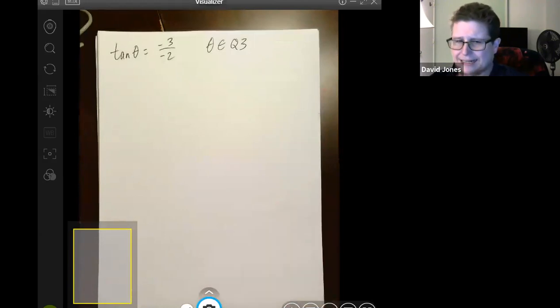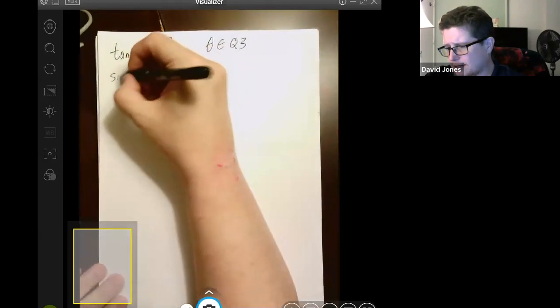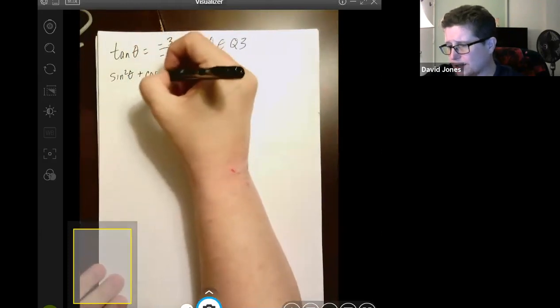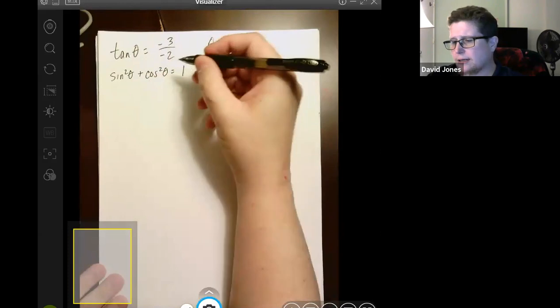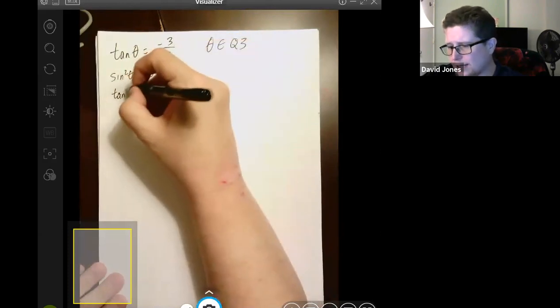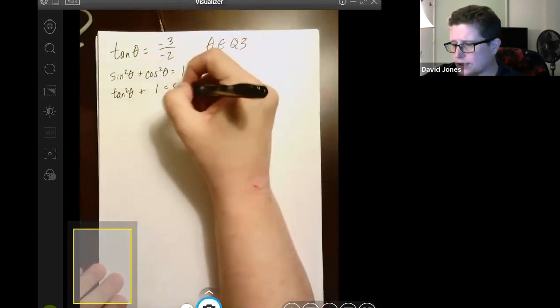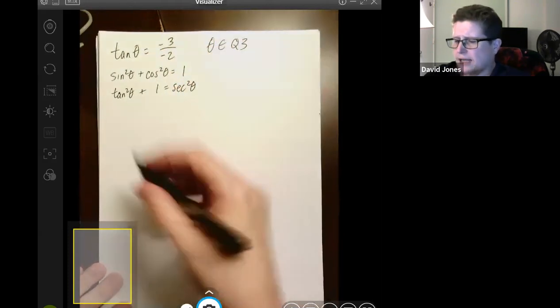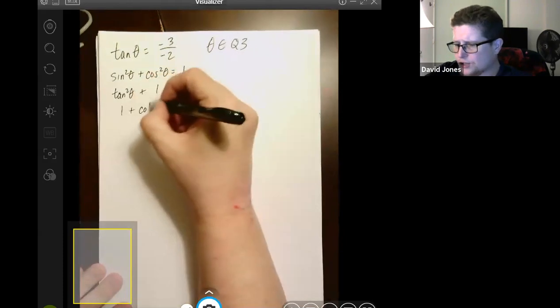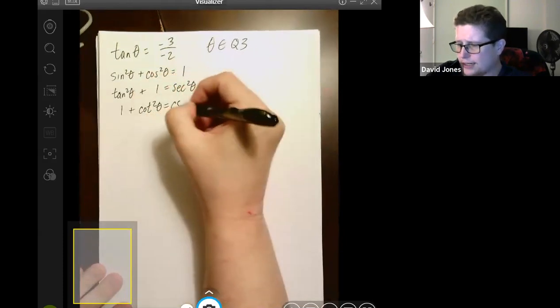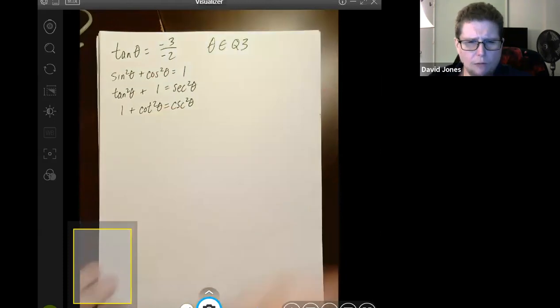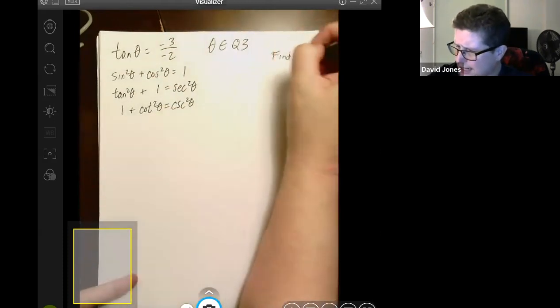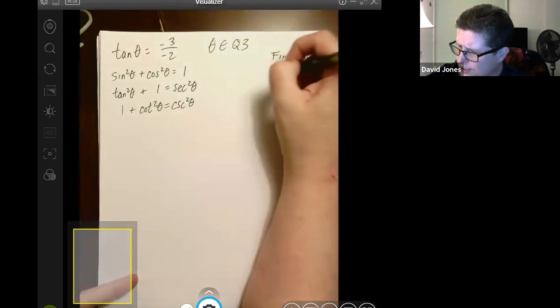So what were our identities that we had? We recall we had sine squared theta plus cosine squared theta equals 1. We had tangent squared theta plus 1 equals secant squared theta. And we had 1 plus cotangent squared theta equaled cosecant squared theta. What were we trying to find here? Find sine theta and cosine theta.